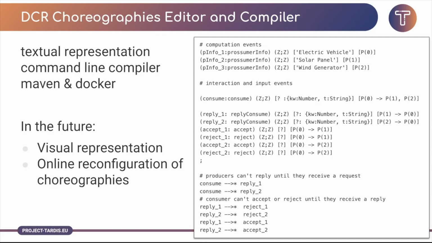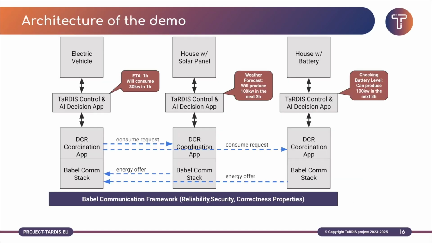way. In the future, we will have a visual representation, and we're also planning to have online reconfiguration of these choreographies. Going back to our example, the architecture that we are about to show in this demonstration is this. At the bottom, we have the Babel communication framework that offers reliability, security, and some correctness properties of the communication. On top of that communication framework, we install 3 nodes in a network of swarm participants.